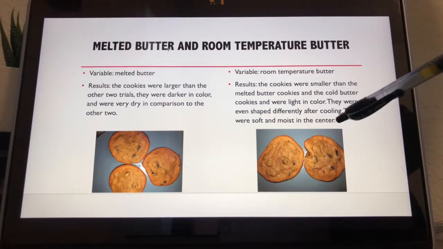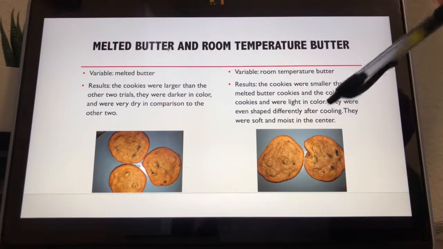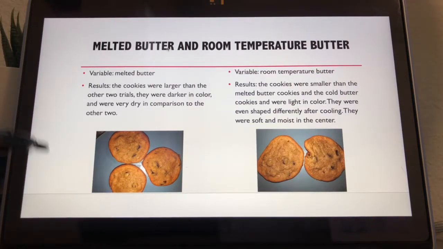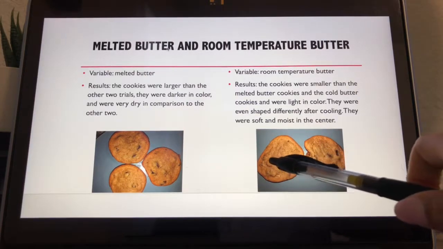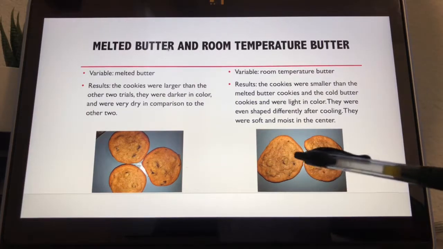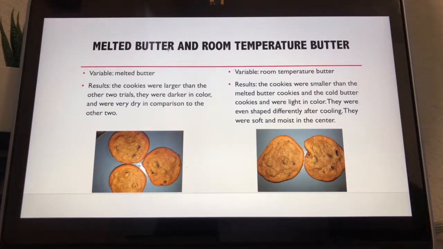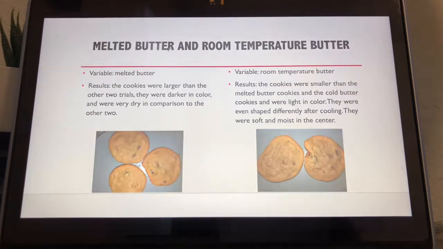For room temperature butter, these were smaller than the melted butter cookies, and they were a little bit lighter in color, and they even came out to kind of a wonky shape, which you can kind of see right here, and you can kind of see that they were flat. They never even touched the pan, so they just kind of tend to form like this, but they were soft and moist in the center.